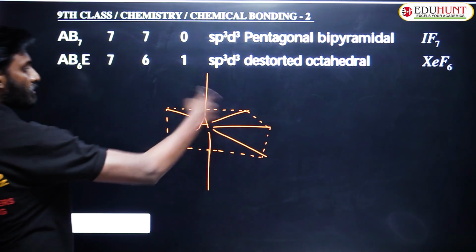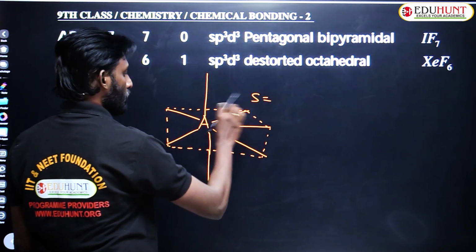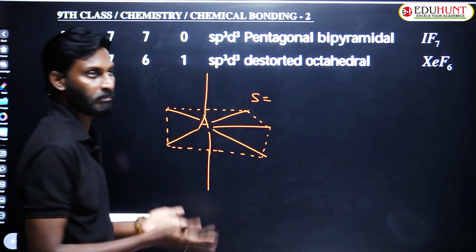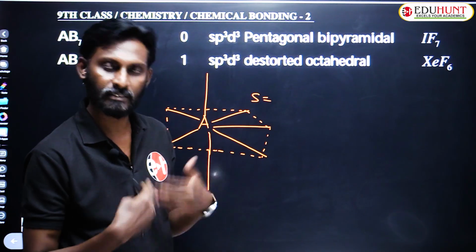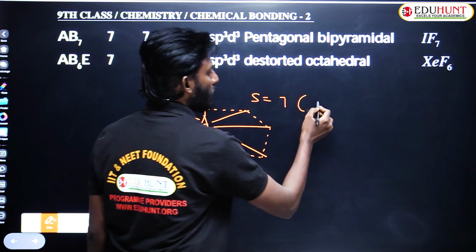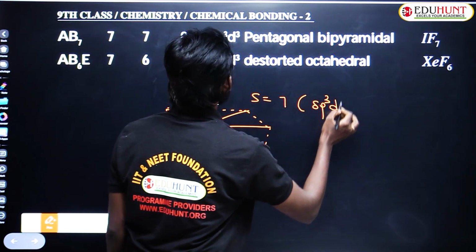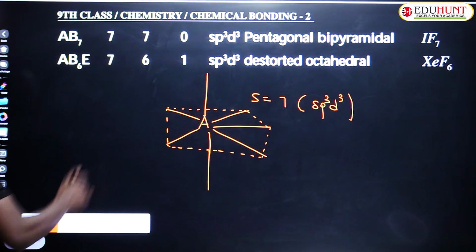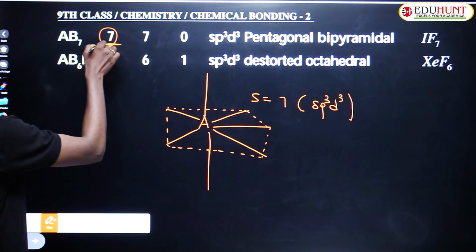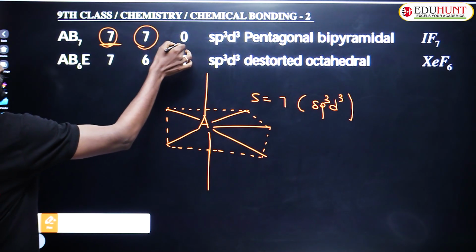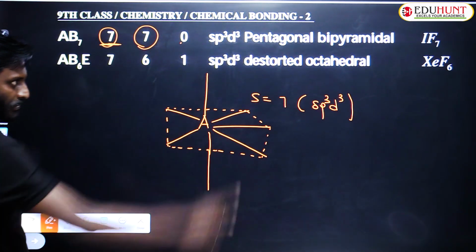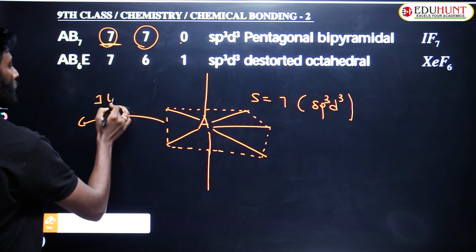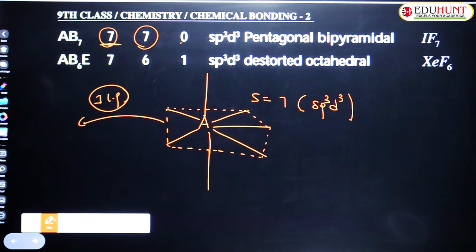Now, what is the steric number? S is equal to total how many? Total 1, 2, 3, 4, 5, 6, 7. 7 pairs. The pairs can be bond pairs or lone pairs. When the steric number is 7, the hybridization is going to be sp3d3. Now the question arises. There are 7 electron pairs, all are bond pairs, no lone pairs. That is the case of pentagonal bipyramidal. IF7 is the example. Now what happens if there is one lone pair? This is the example in our syllabus.